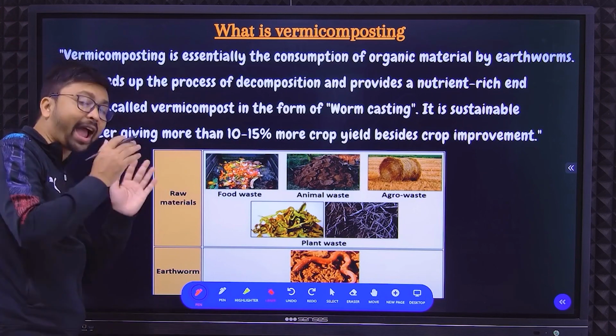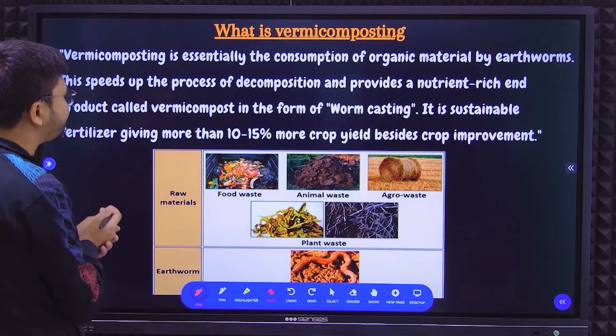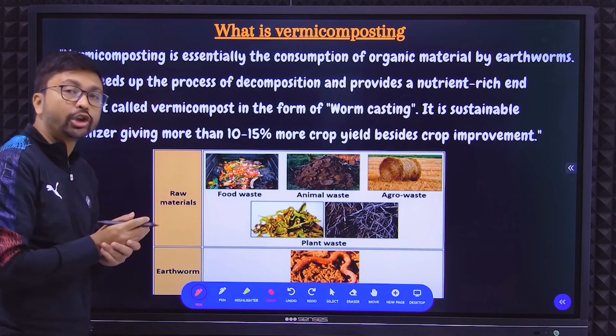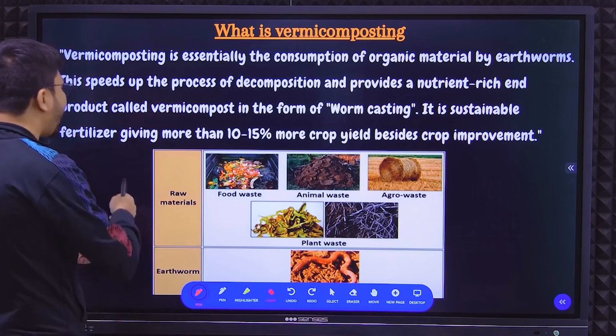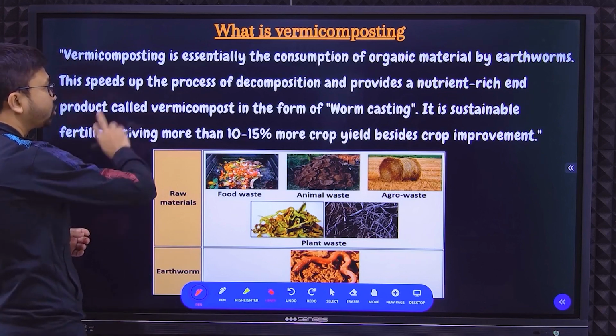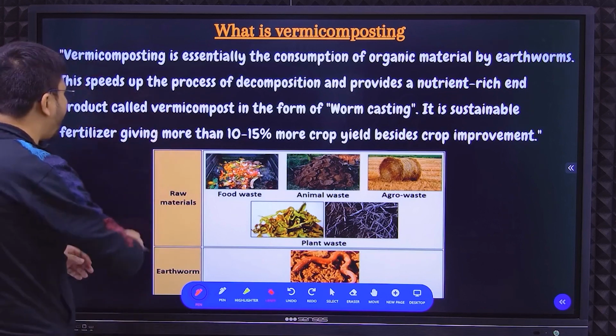Faster, and the advantage of composting the waste materials you will get is that it can be useful for agricultural activities as well as gardening. So those will be considered under vermicomposting.